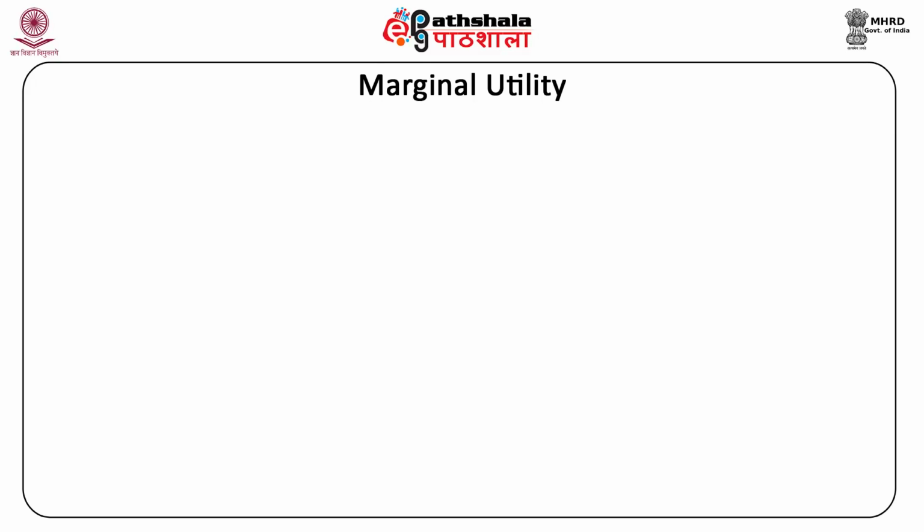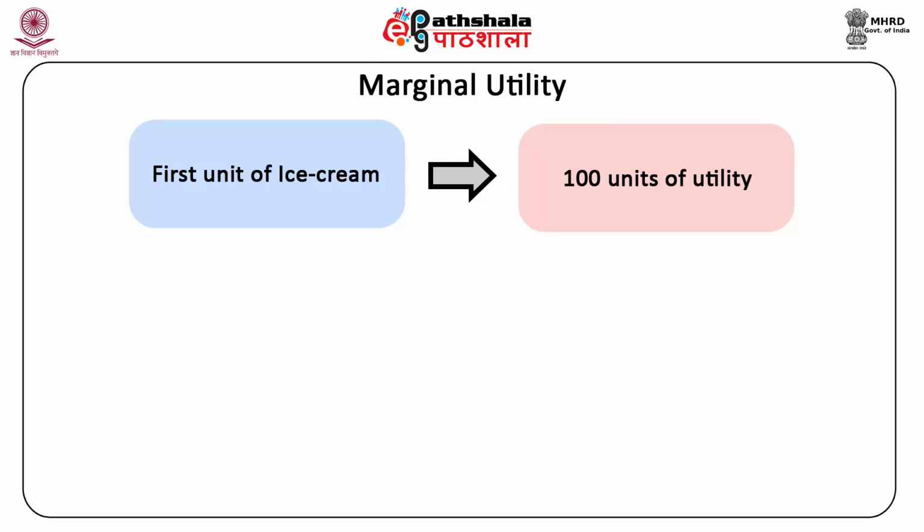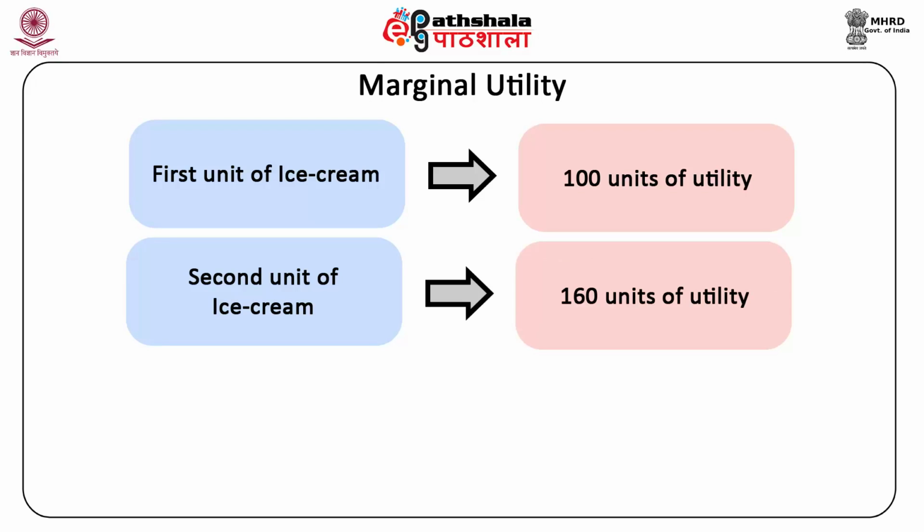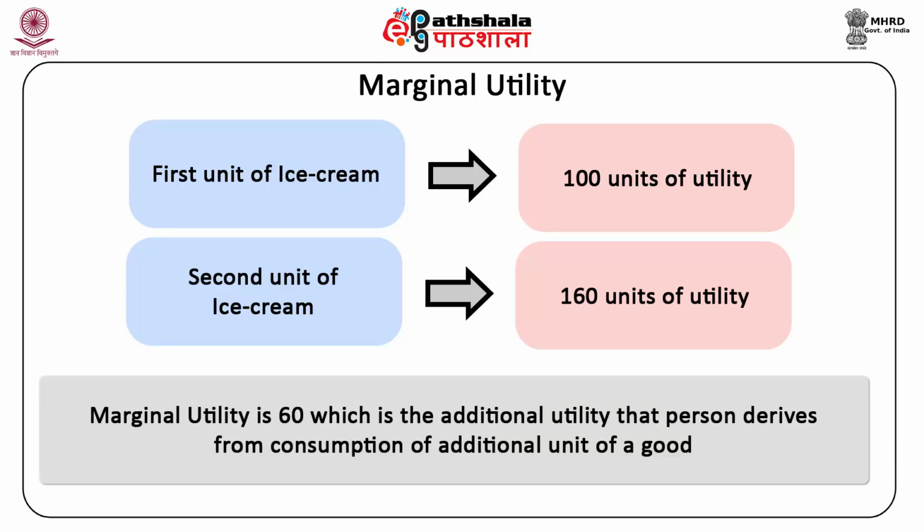In the above example, the first unit of ice cream gives 100 units of utility, and when the consumer consumes the second unit, she gets 60 additional units of utility, so that marginal utility is 60. However, as she consumes the third unit, marginal utility diminishes as the additional utility from the third unit of the ice cream is only 40.